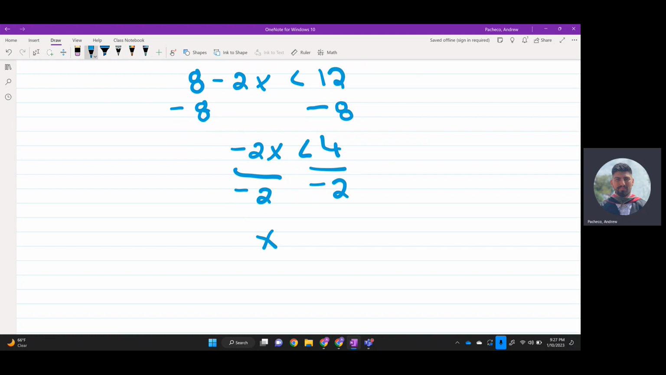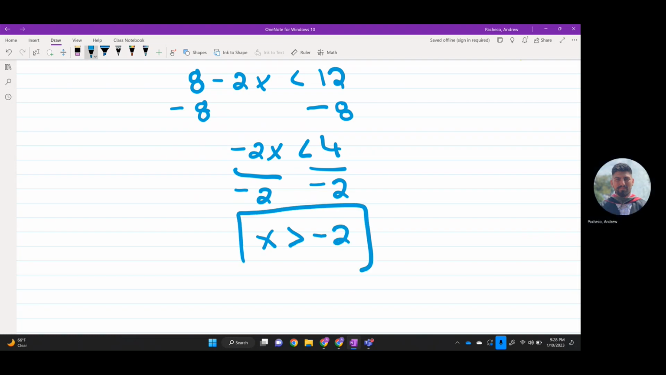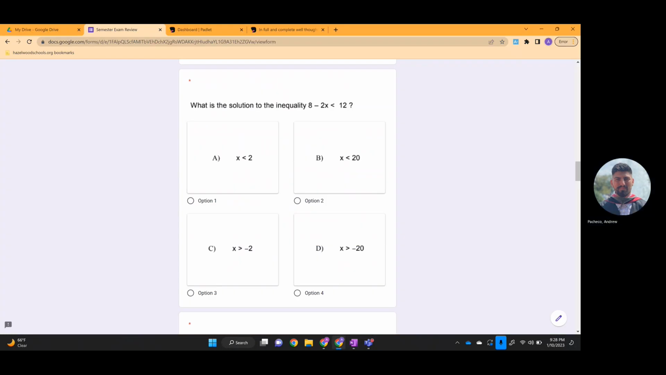I get x. Anytime I divide or multiply by a negative number for inequalities, I need to switch my sign. So this is going to go from a less than sign to a greater than sign. 4 divided by negative 2 is going to be negative 2. And that should be my answer. X is greater than negative 2.